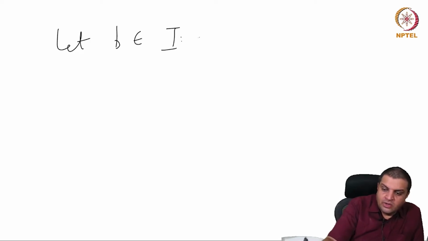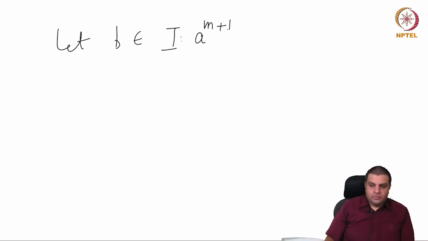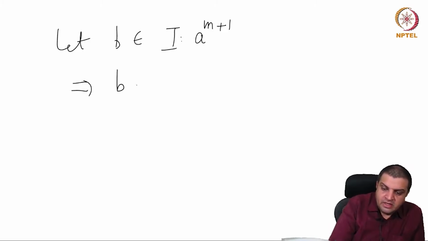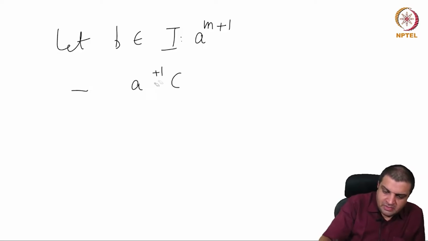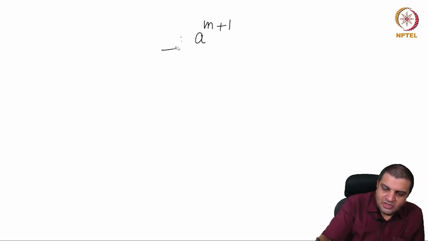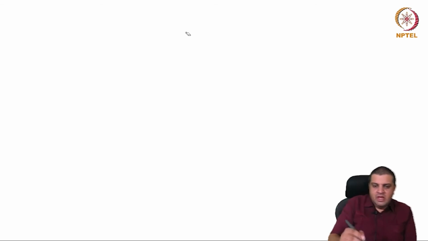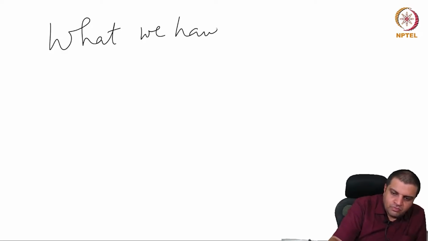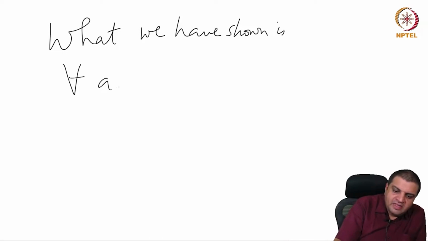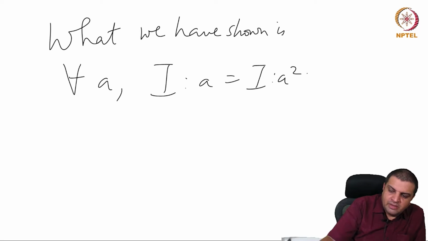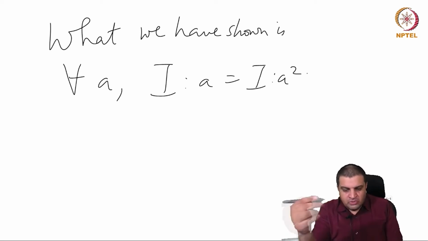Now let b be inside (I : a^(m+1)). Sorry, let me take a different approach; once we have done the above argument, it's easier to argue slightly differently. So what we have shown is that for every a, (I : a) is equal to (I : a^2). Now apply this to a squared, because that can also be done.